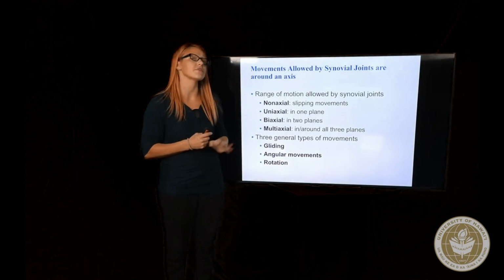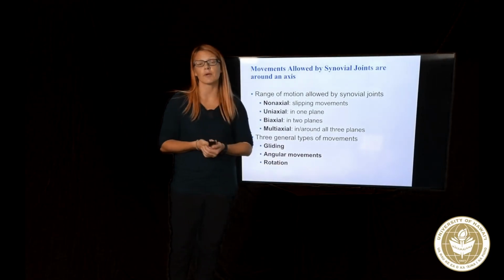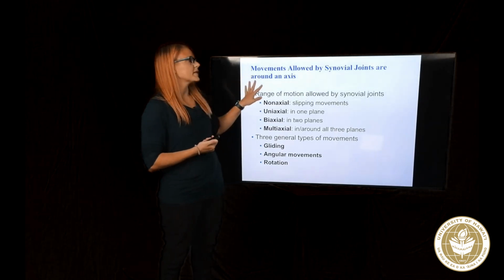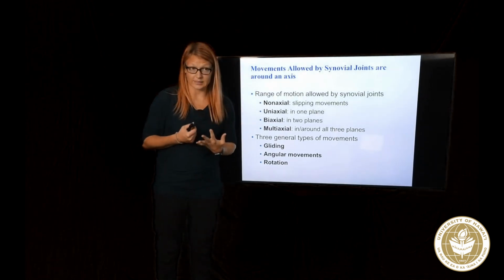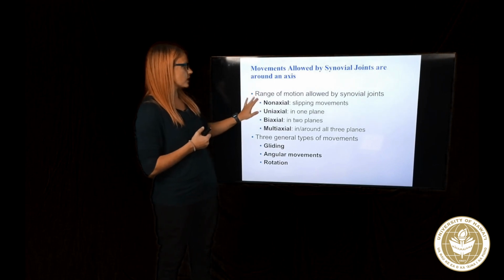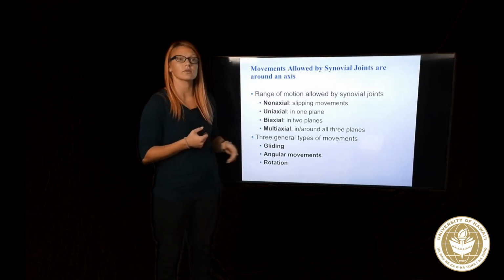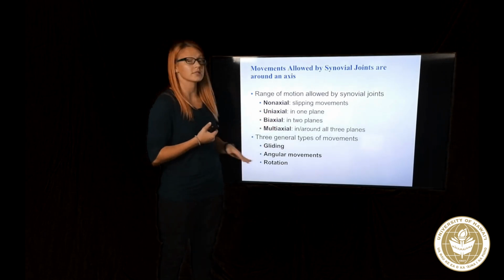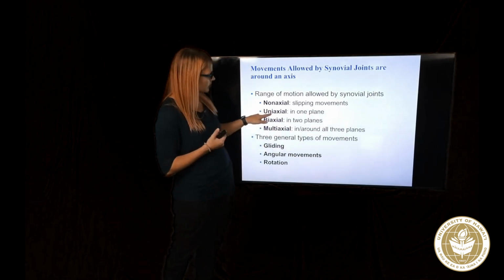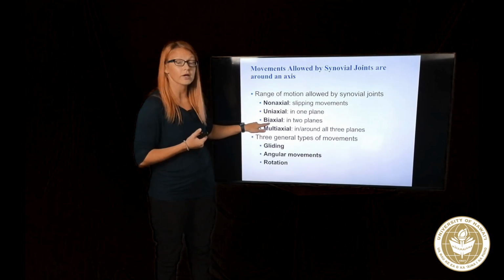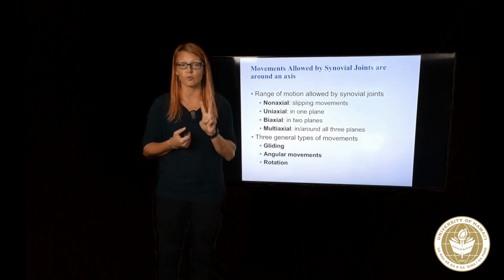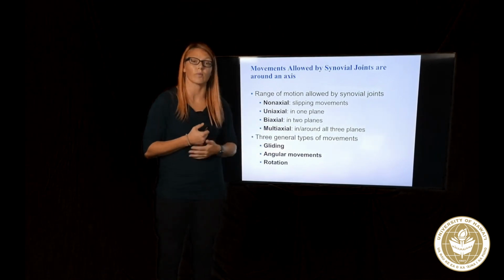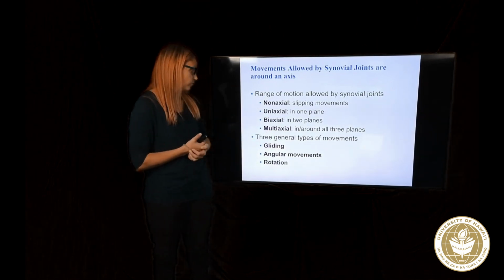So here are the different types of movement that are going to happen within the synovial joint. Again, these movements are going to be around an axis, right? So the range of motion allowed is going to be non-axial. Those are going to be slipping movements. Uniaxial occurs in one plane because uni means one, right? Biaxial, bi means two, so these movements occur in two planes. Multiaxial means in or around all three planes of movement.